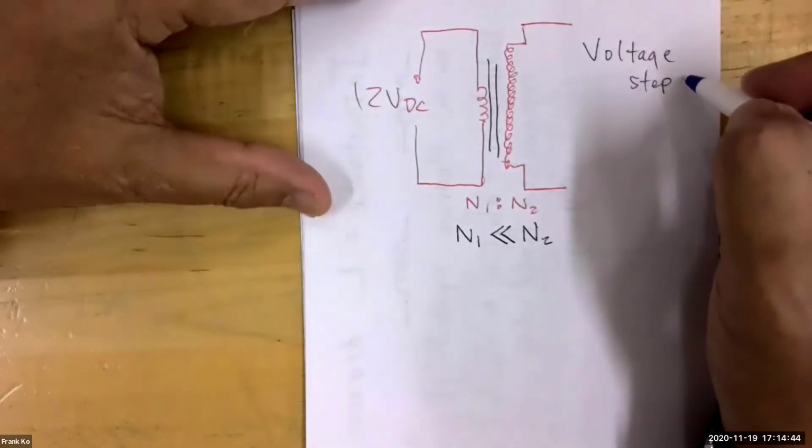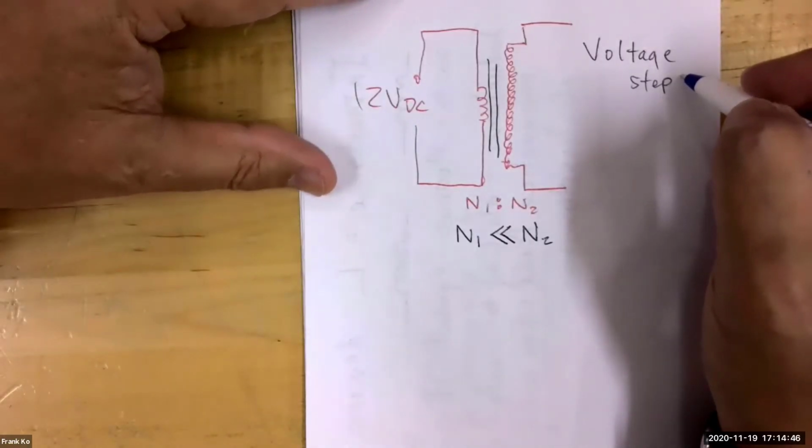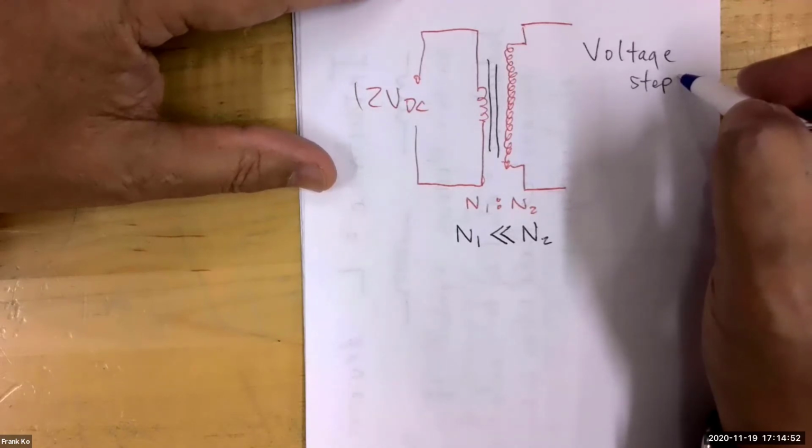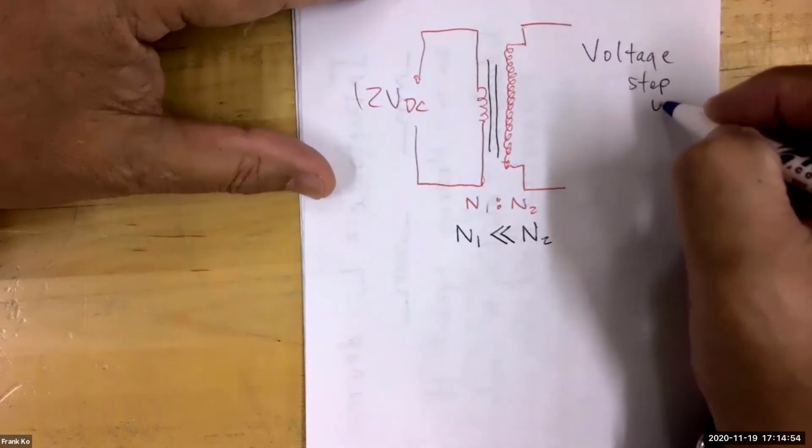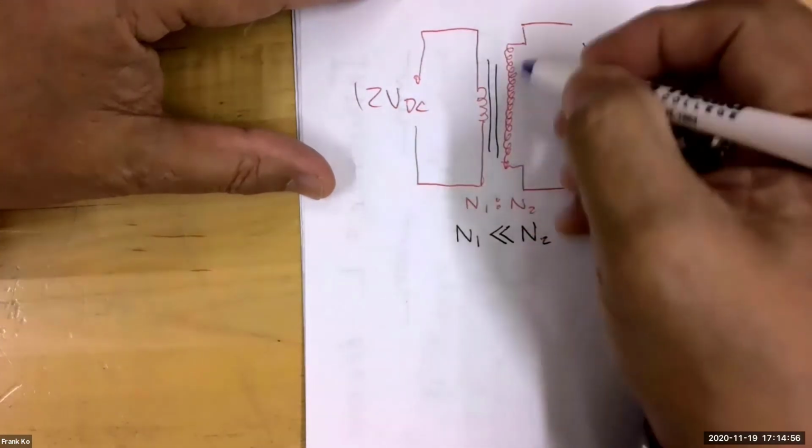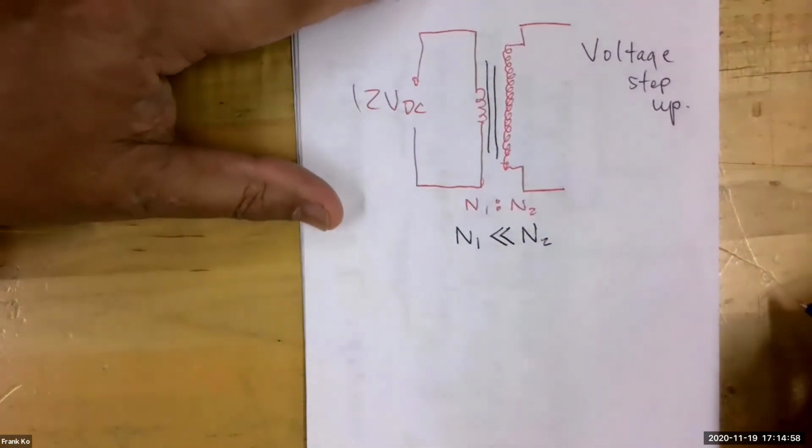Yusuf says step up. How many people raise their hands to agree voltage step up? Who disagrees and says voltage step down? Hey, Yusuf, you got everybody on your side. It is a voltage step up. Lots more coils here. Significantly more coils.